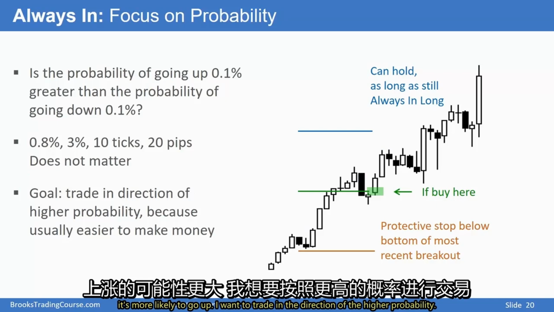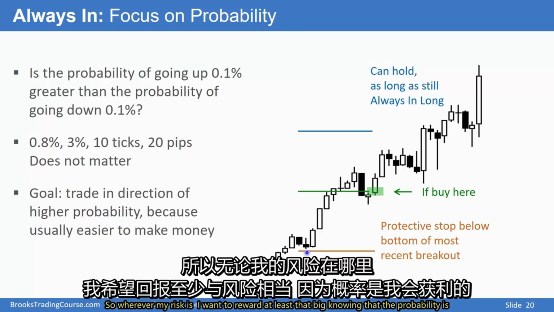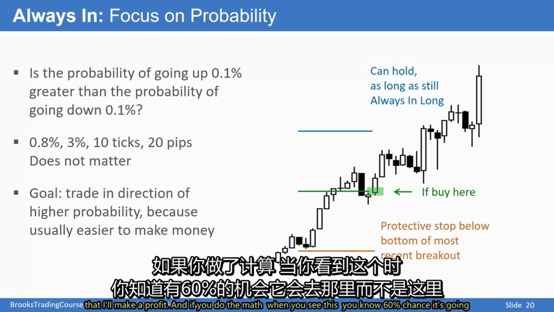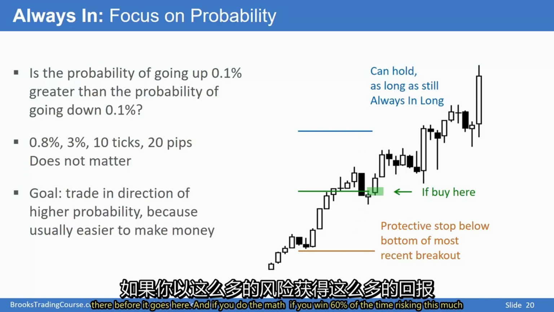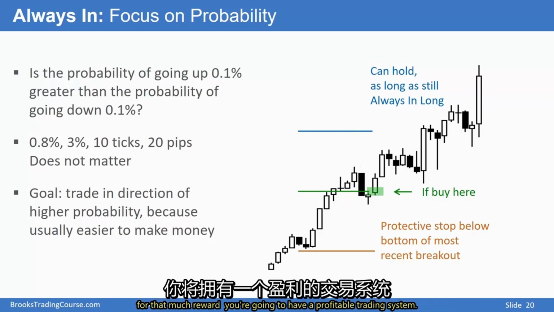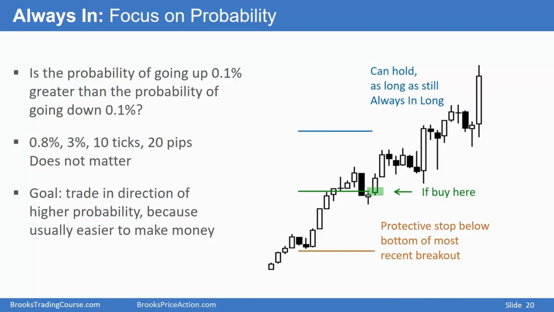I want to trade in the direction of the higher probability. So wherever my risk is, I want to reward at least that big, knowing that the probability is that I'll make a profit. And if you do the math, when you see this, you know 60% chance it's going there before it goes here. And if you win 60% of the time, risking this much for that much reward, you're going to have a profitable trading system.